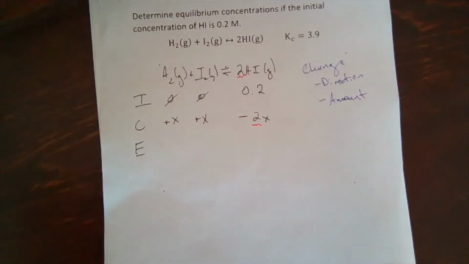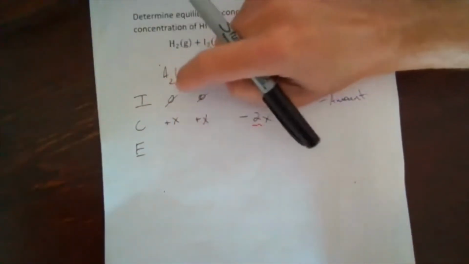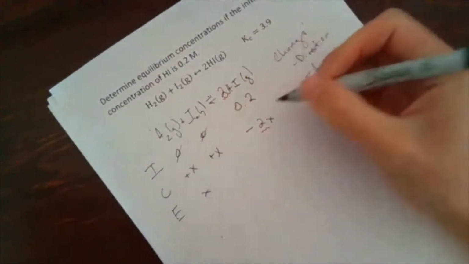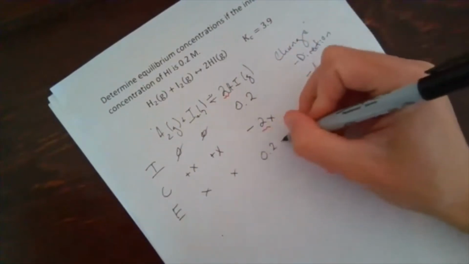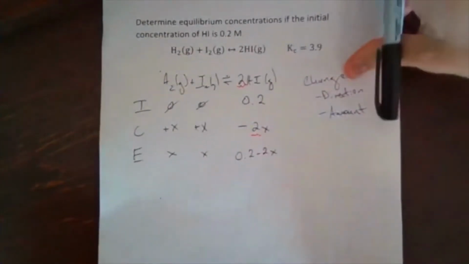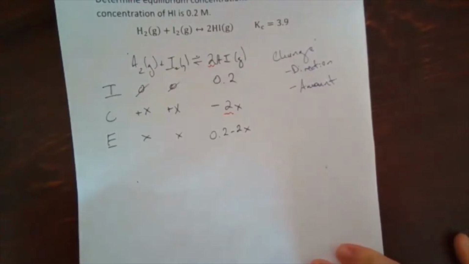So E stands for equilibrium. Basically what we have at equilibrium is the combination of the initial and the change. So we start at 0, we add x. So at equilibrium, the concentration will just be x, and here 0.2 minus 2x. So this is the ICE table.